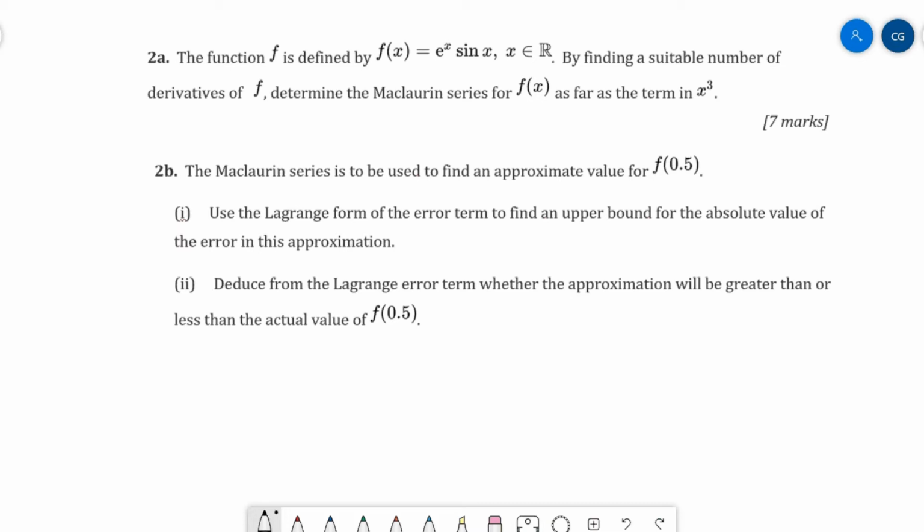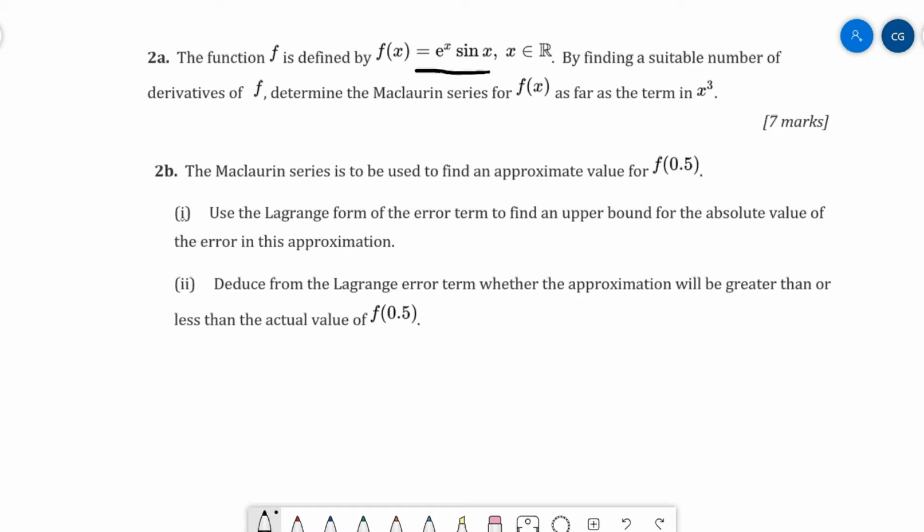Hello, let's take a look at another Maclaurin series. This is going to be our second example, but in this one it will be slightly different for part B, where we have to find the Lagrange error term. Before we get to part B, let's start off with part A.